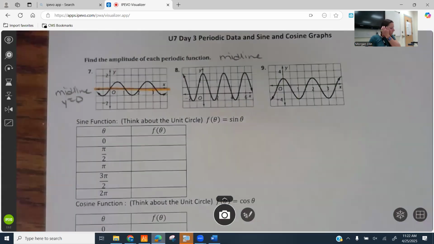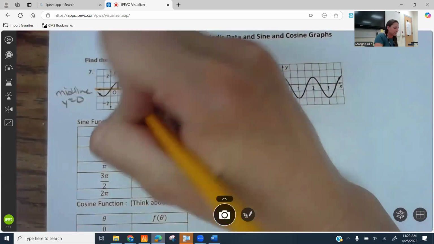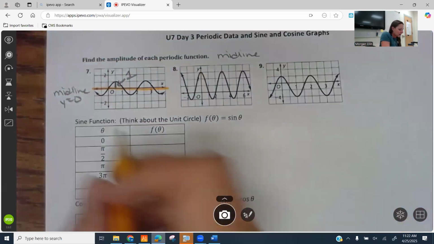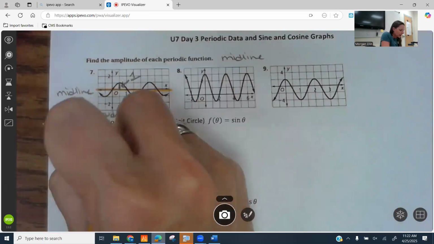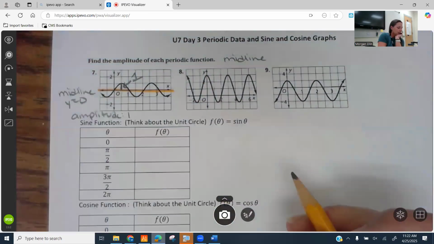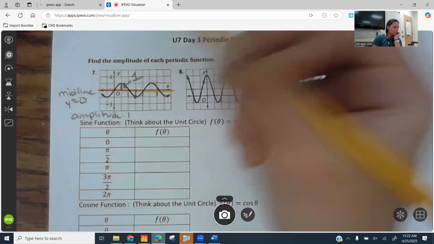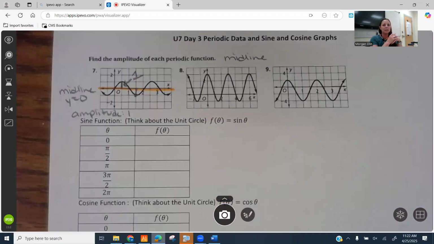Now what is the distance from our midline to our max right there? Well, the distance is 1. Guess what? That's our amplitude. It is also 1. You can also do the midline to the min as well, and you'll see that is 1 as well. And if it's not, then you didn't get the midline. So let's get the midline here.